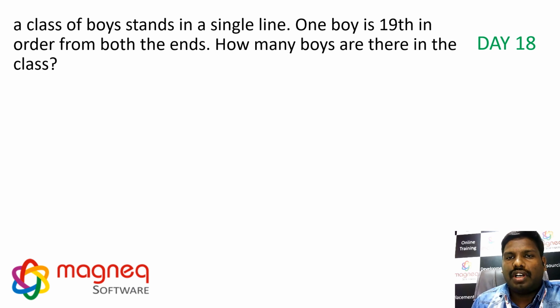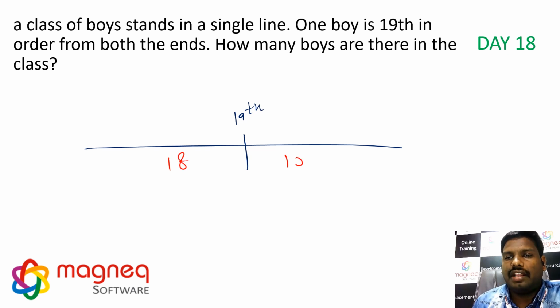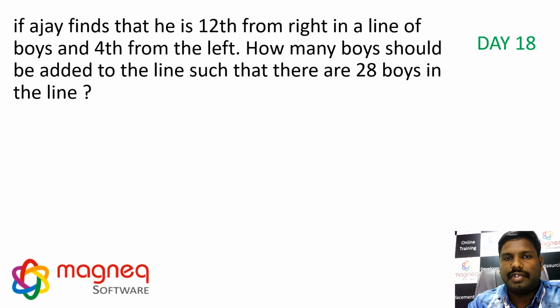A class of boys stand in a single row. One of the boys is 19th in order from both the ends. So from both the ends, 19th means one side 18 and the other side also 18. 18 plus 1 plus 18, 37. So answer 37.